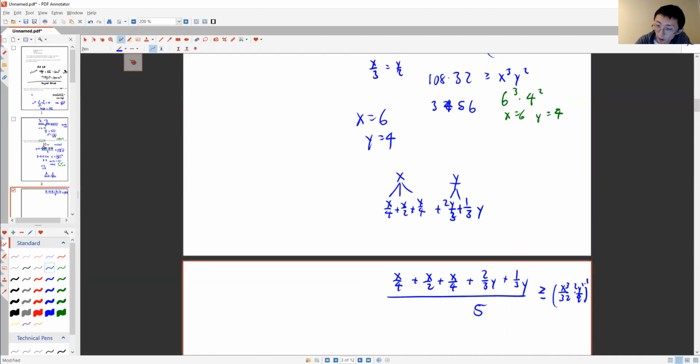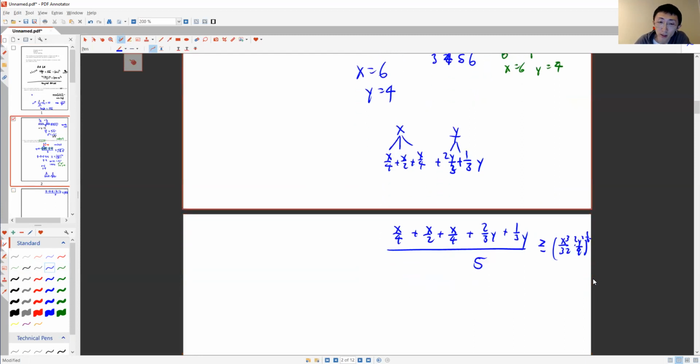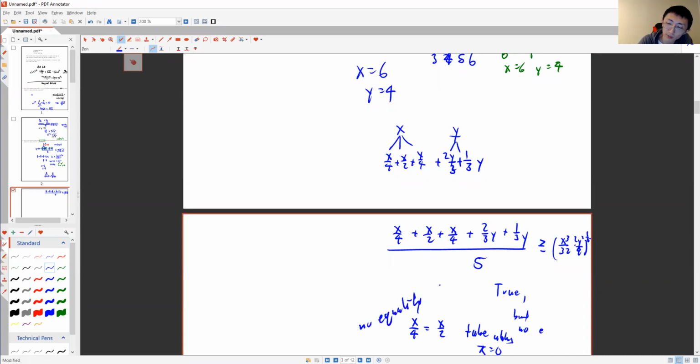And it's a true statement, but you can't actually reach the equality case. So true inequality, but no equality case, because unless x is 0, you won't ever have x over 4 equals x over 2. False, unless x equals 0. So no equality case. So you can't actually achieve the equality case of this inequality. So yeah, that's why there's basically only one way to actually break them up, at least for a problem like this.